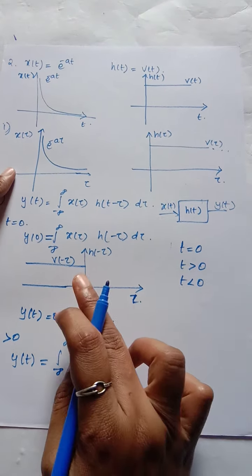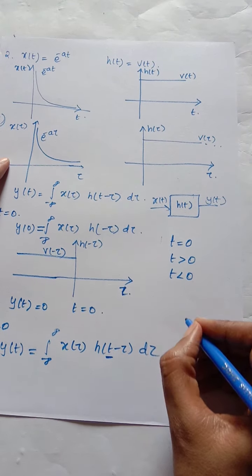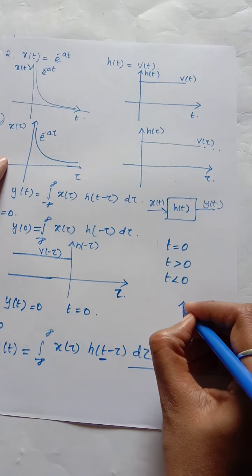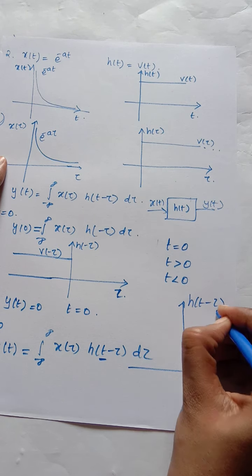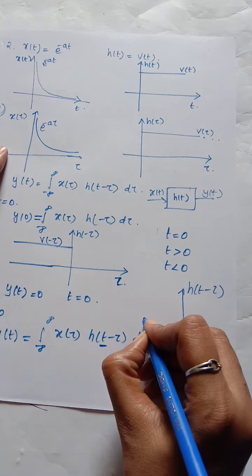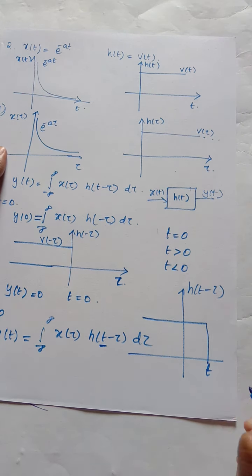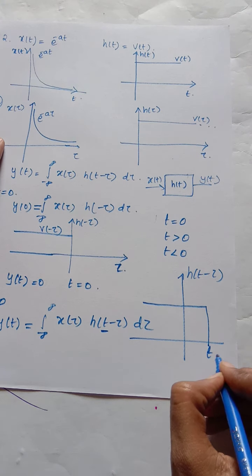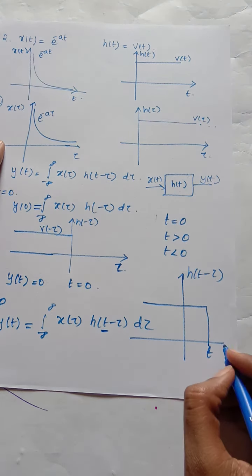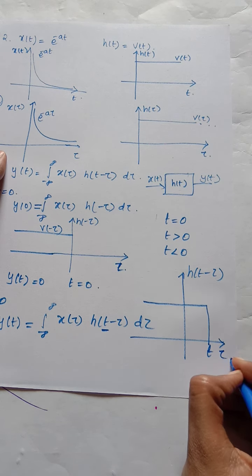Now here t is positive, so I am going to shift this signal like this. For h of t minus tau, I am going to shift this signal towards the right. It may be of any t; we may not know what t is in this case, so I am going to have such a t, whatever it may be. So this was h of t minus tau, and this is tau.